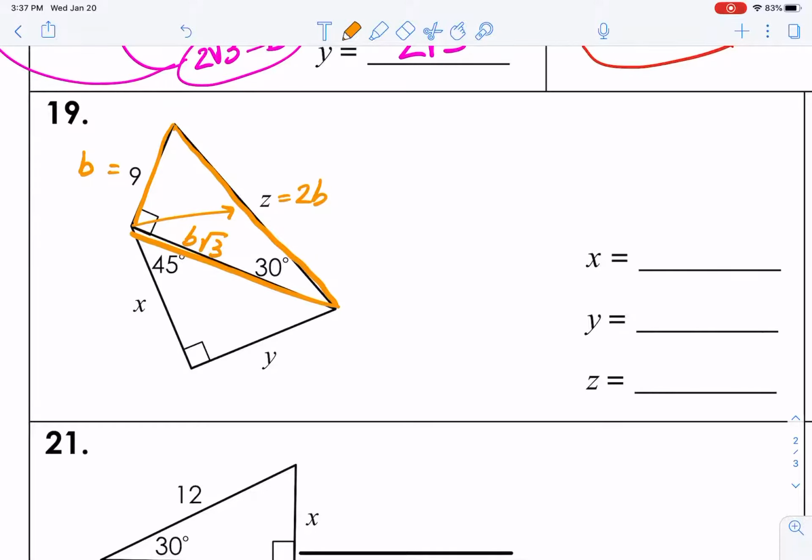So since I already know that B is 9, I can just plug it in here and get 2 times 9, which is 18. So I know that Z is 18. And then when I plug it in here, I get 9 times the square root of 3. Now I'm going to need that in a second to solve the second triangle.